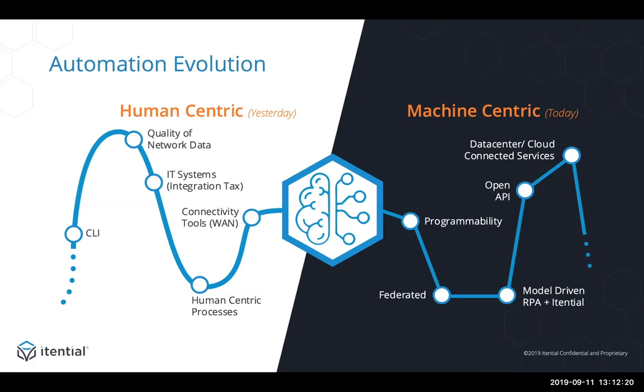So whether it's RPA, which has got a lot of push within the IT domain, we're really moving more towards a model-driven view of the world. So those models can be represented within operational processes. They can be represented within network services, but we're seeing more model-driven concepts combined with that programmability to provide a more machine-centric world.